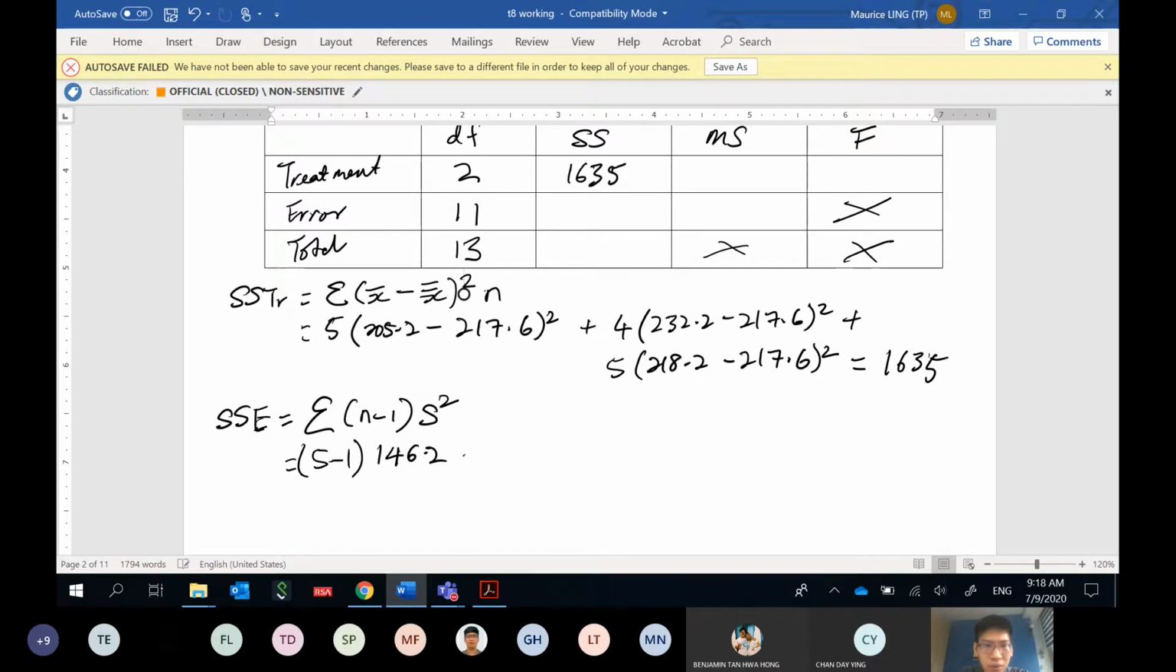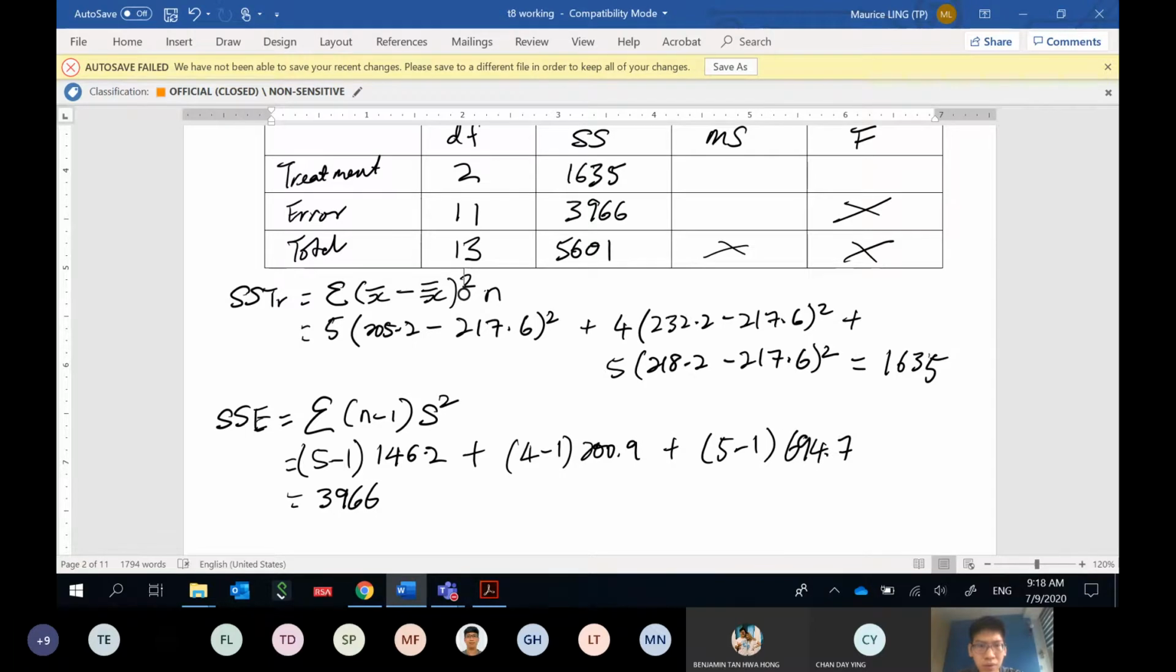2146.2, plus the next one, 4 minus 1 times 200.9, plus 5 minus 1 times 694.7. So I get an answer of about 3966. I put 3966 here. Then you just add up these two numbers for the total, and you get 5601.